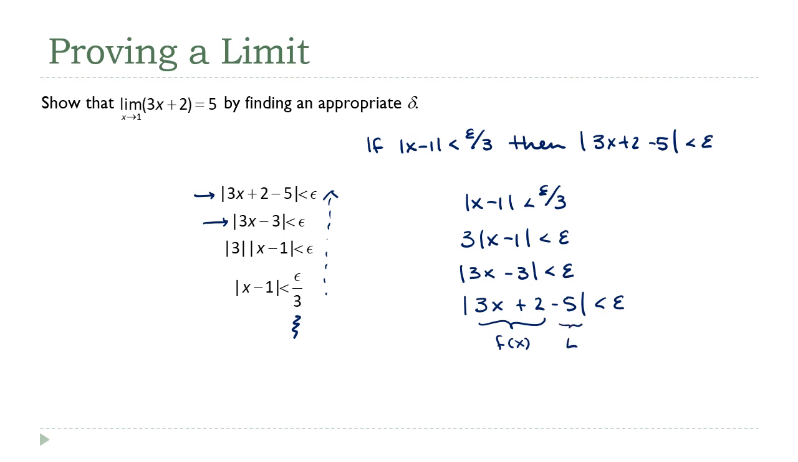So I've shown that if you pick some epsilon greater than 0, I'm going to pick epsilon over 3 to be my delta. And what I've shown is that for every value of x that is within this distance of 1, the distance from the function to the limit has to be less than your epsilon.